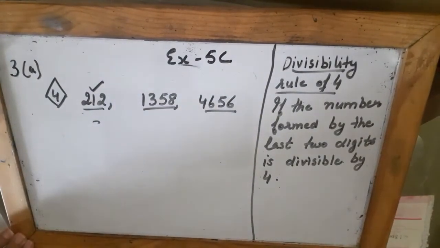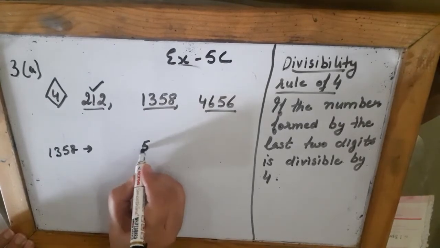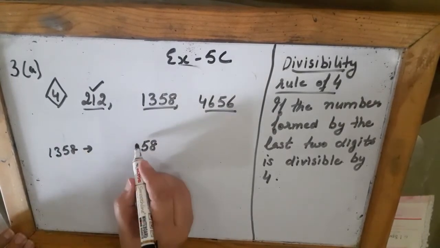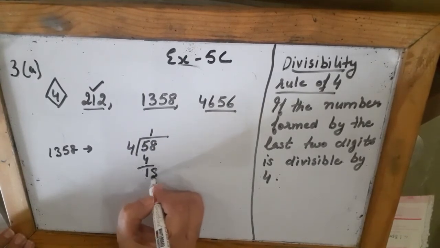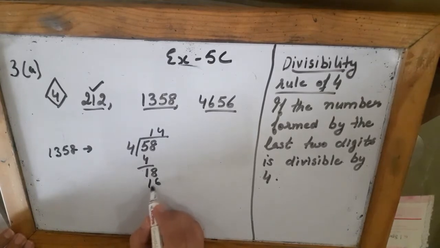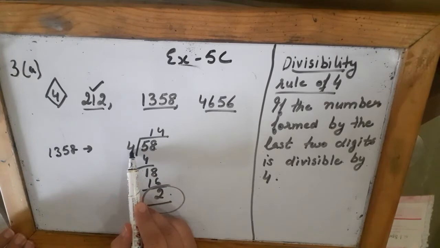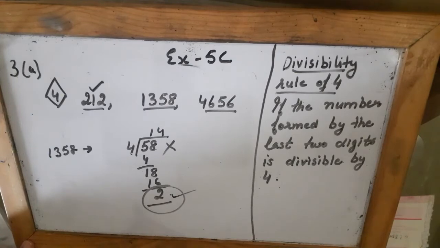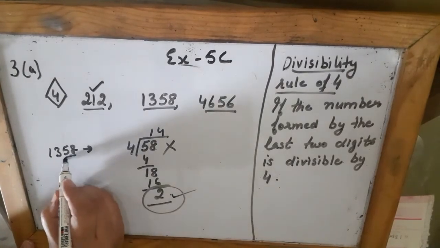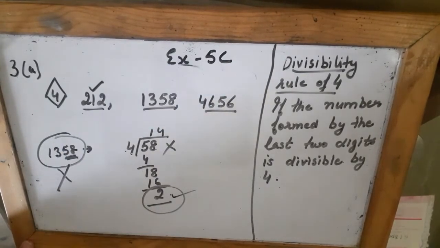Now let me take the second number. It's 1358. So what I will do, I will take the last two digits. The last two digits are 58. Now let me divide this by 4. 4 ones are 4 and 4 fours are 16. So the remainder I get is 2. So is 58 exactly divisible by 4? No, because I am getting the remainder 2. So it means that these last two digits are not divisible by 4. So this means this number is not divisible by 4.